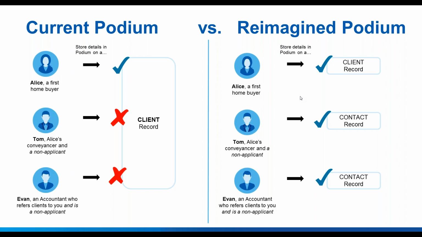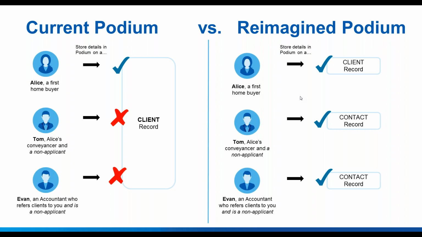You can see three different characters on the slide here. There's Alice, a first home buyer who's looking to apply for a loan through you. It makes sense that if she's going to apply for a loan, that you capture her contact details in a client record. She also works with a conveyancer by the name of Tom. He's not applying for a loan, but he has some key information that will help you to develop and eventually submit Alice's application. If you want to add him to your database, the only way you can do that currently is by adding him as a client, whether or not he is borrowing.